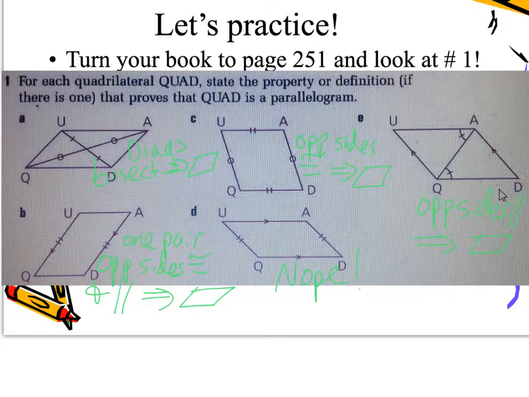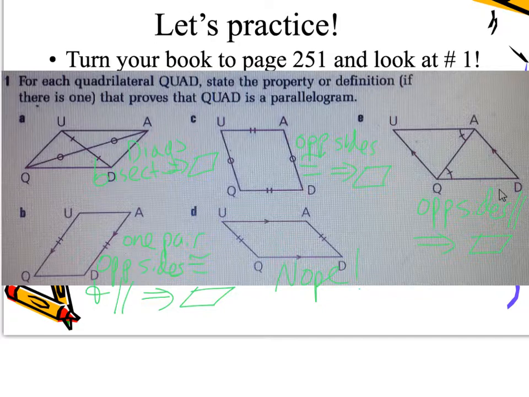All right, here's what we got. The first one, top left: those diagonals are bisecting each other. Therefore, we have a parallelogram. B, right below that: one pair of opposite sides is both congruent and parallel. That's what the arrow and the double tick marks mean. C: opposite sides there are congruent.